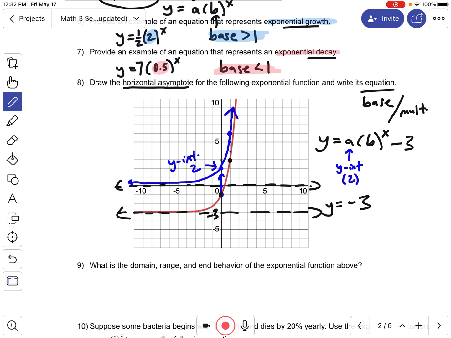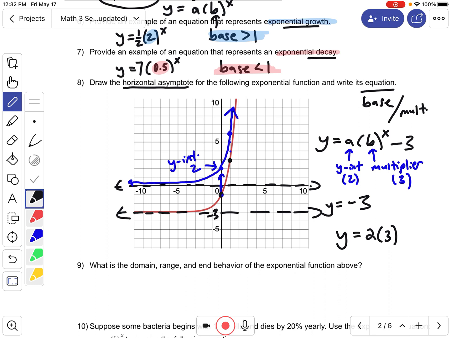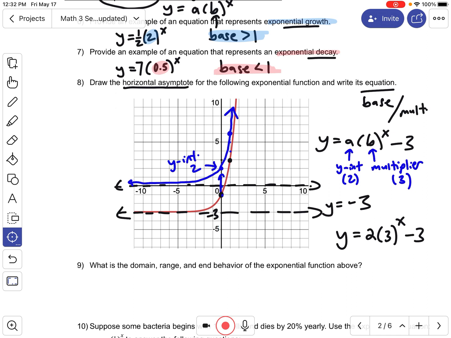And then when you look at this point, it starts at 2 and it goes to 6. So what do you have to multiply 2 by to get to 6? Well, that'll be times 3, which is our multiplier. So if we put all this together, we'd end up getting y equals 2 is the y-intercept, 3 is the base, and we could see that it's greater than 1 because it's going up, raised to the x power, and then -3 because this whole thing was shifted down 3.